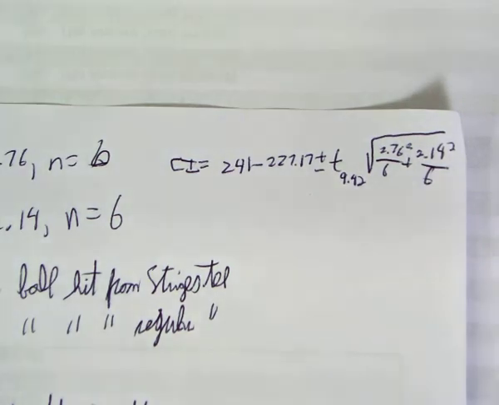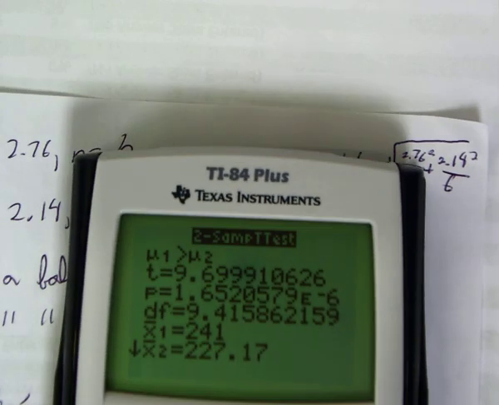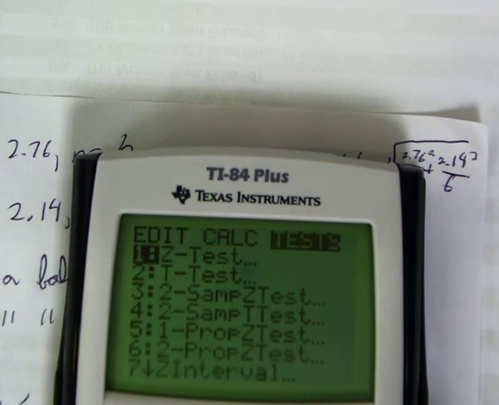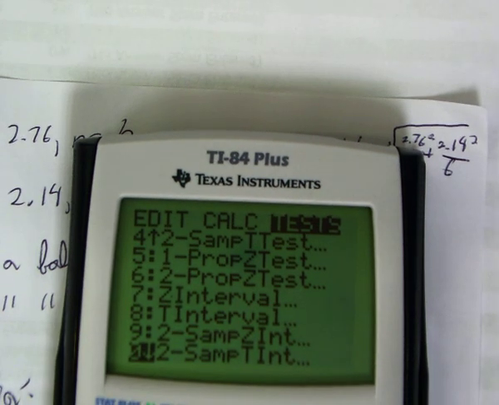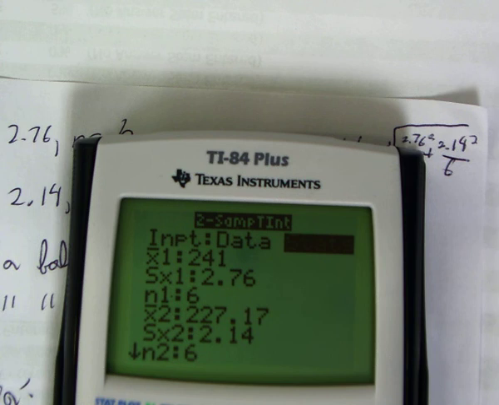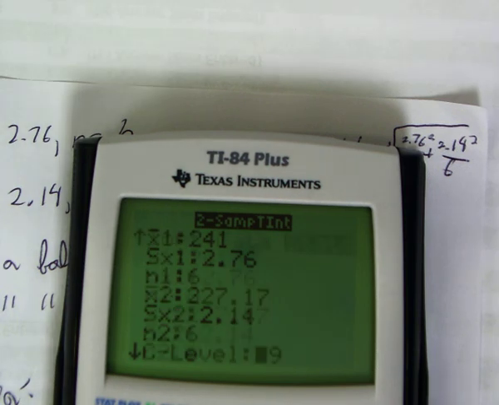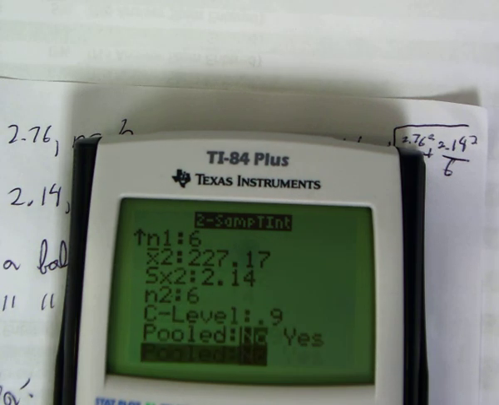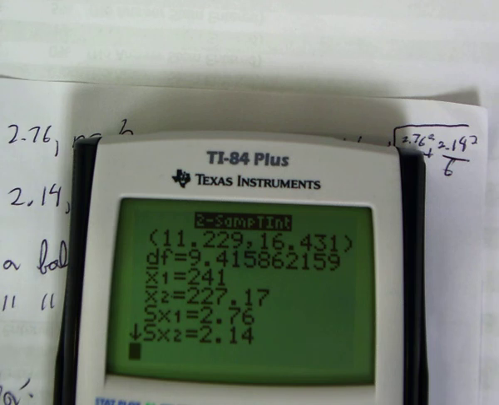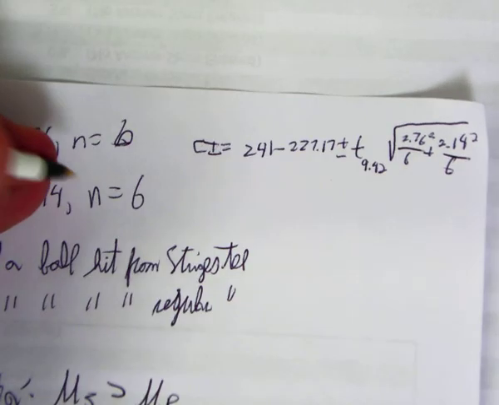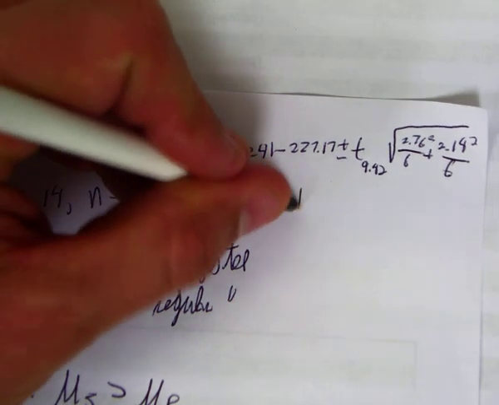So now all I'm going to do is go back into my calculator. I already got this deal in, right? I just need to look for 2-SampTInt. This number is 0. See it right there on the bottom? And if I look at the stats, they're already in. So it's a one-tailed test, so we're going to do a 90% confidence interval. We're going to calculate that, and it's going to come out 11.2 to 16.4. Now what does that mean?